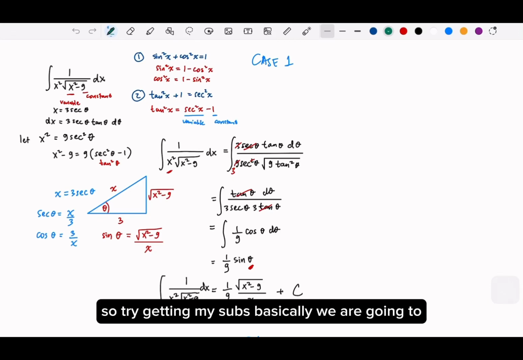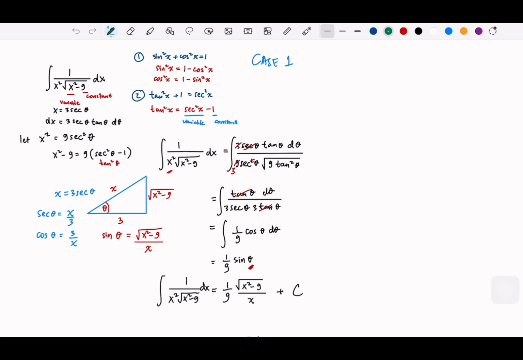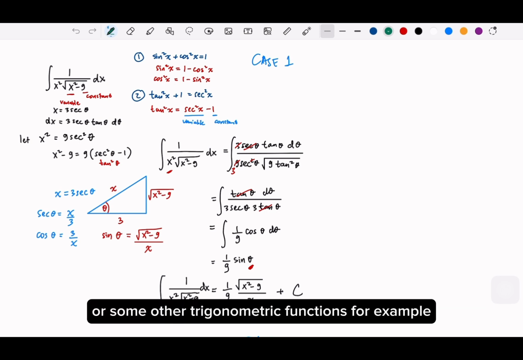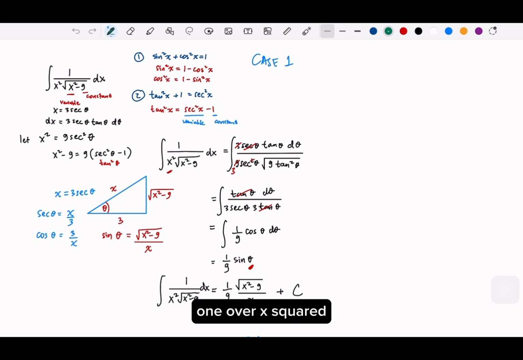So trigonometric substitutions, basically, we are going to make a substitution using trigonometric functions. It can be sine, cosine, or some other trigonometric functions. For example, let me just start with the integration of 1 over x squared times the square root of x squared minus 9 dx.